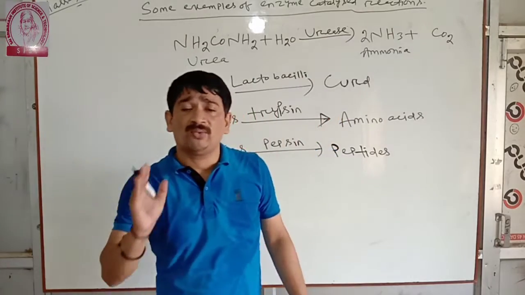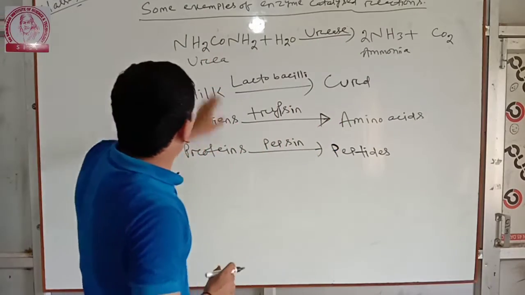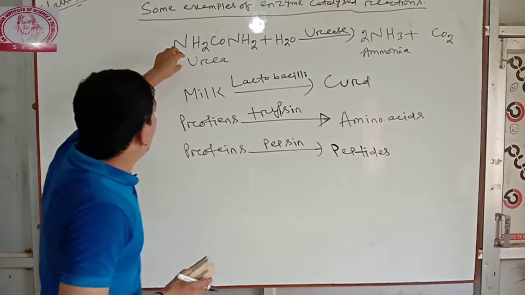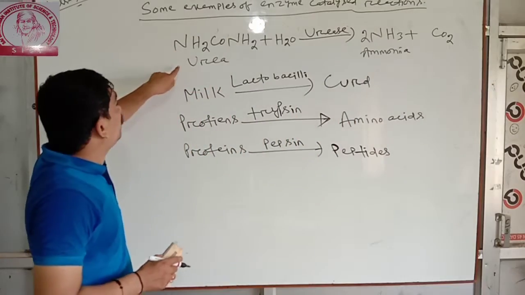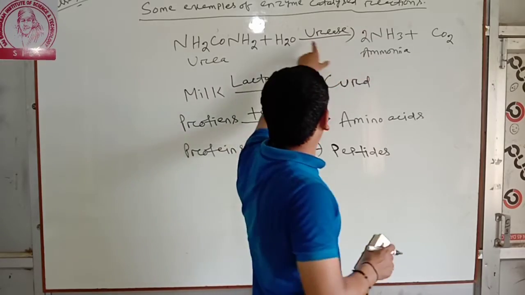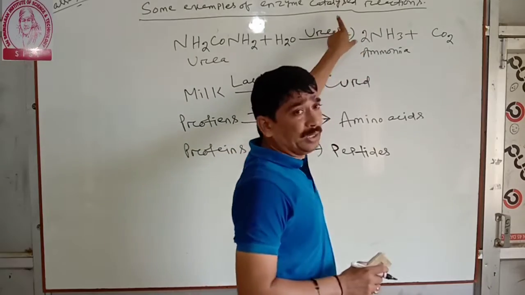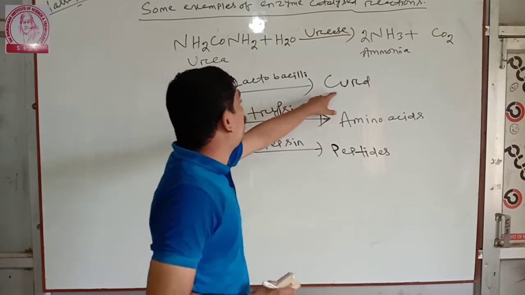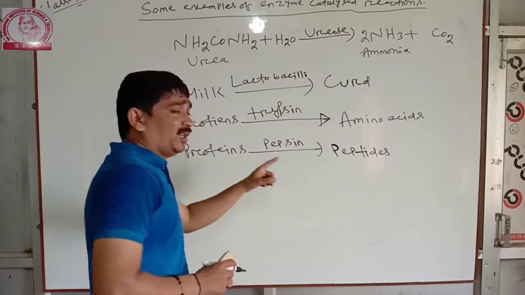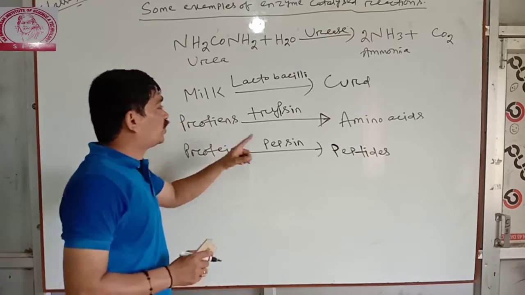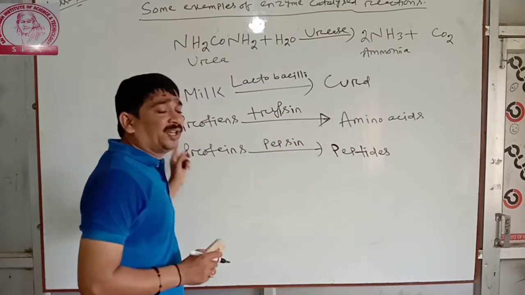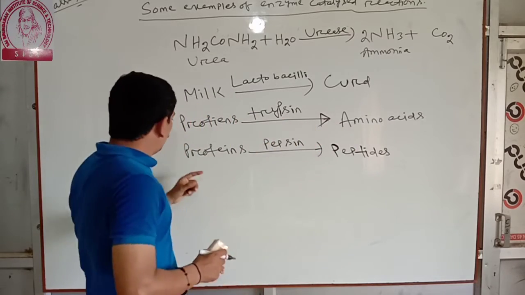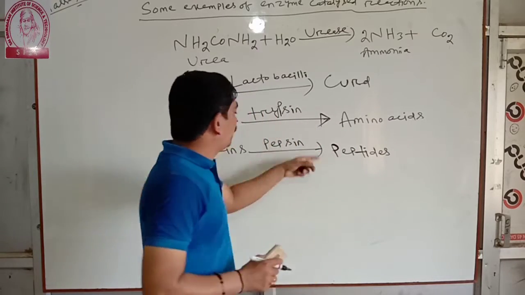You will put the short question, 1 mark question, based upon these examples. Which enzyme is used for the conversion of urea to ammonia? Only you will write urease. Which enzyme is used for the conversion of milk to curd? Lactobacilli. Which enzyme is used for the conversion of proteins to amino acids? This occurs in the stomach. Proteins are converted to amino acids by trypsin, and proteins converted to peptides by pepsin.